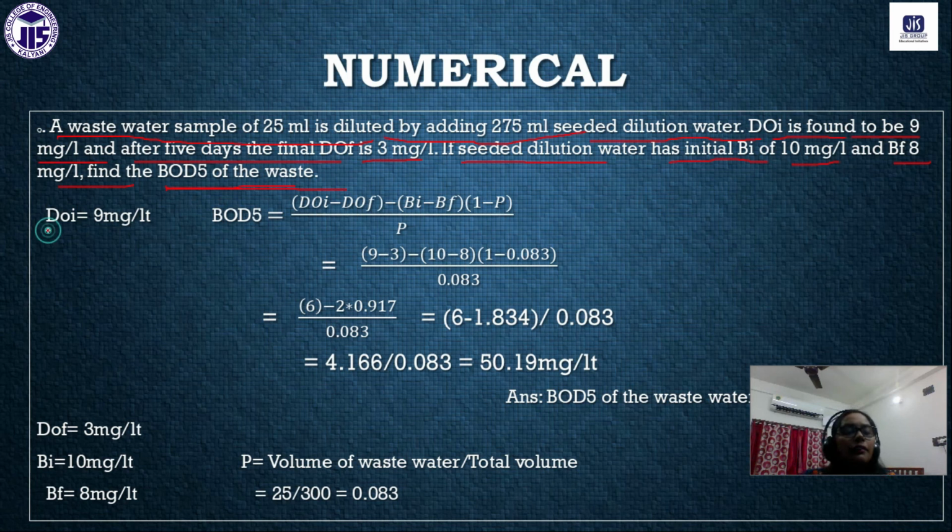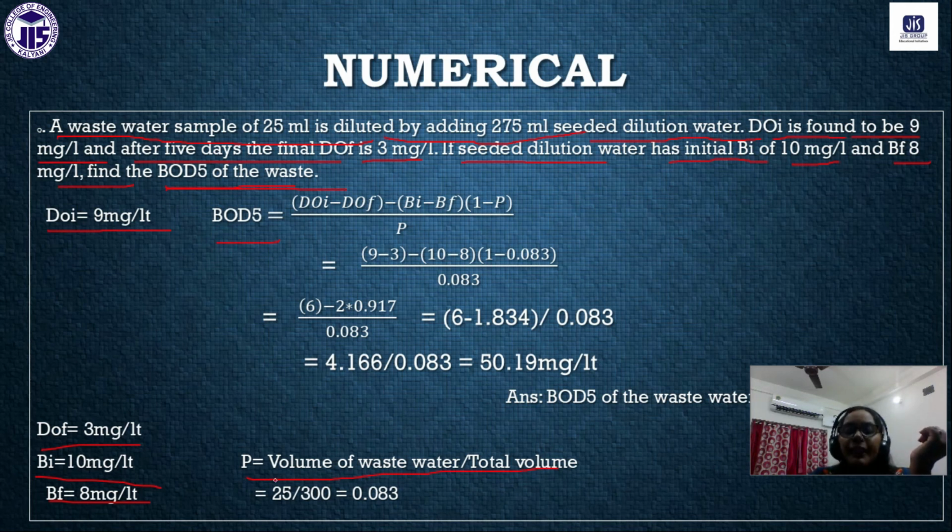Now, that means DOI is given already. Some of the data are given. DOI is 9 milligram per liter. DOF is 3 milligram per liter. BI is 10 milligram per liter, and BF is 8 milligram per liter. One more thing, the P value. We should know the P value, otherwise we cannot solve the problem of the BOD 5.